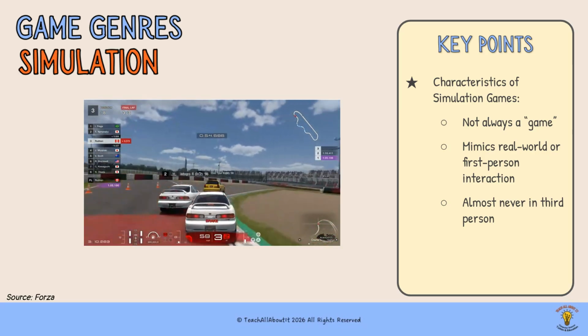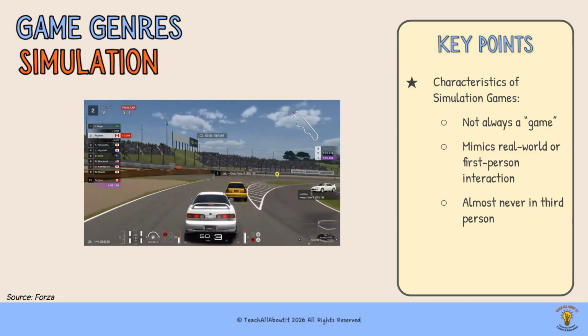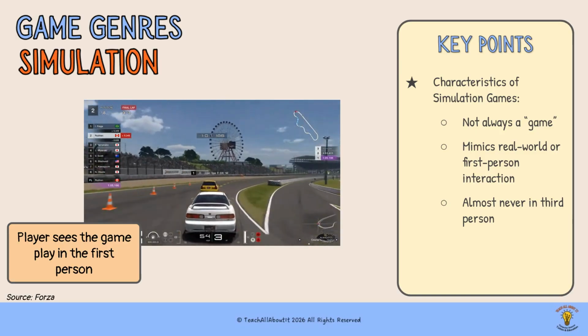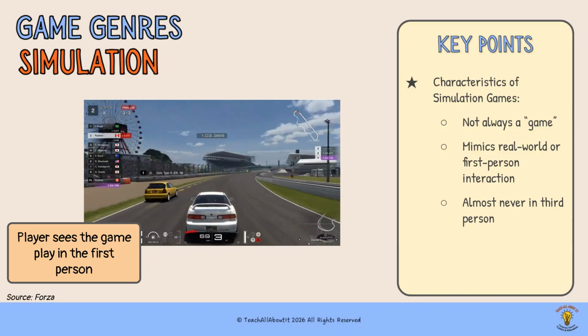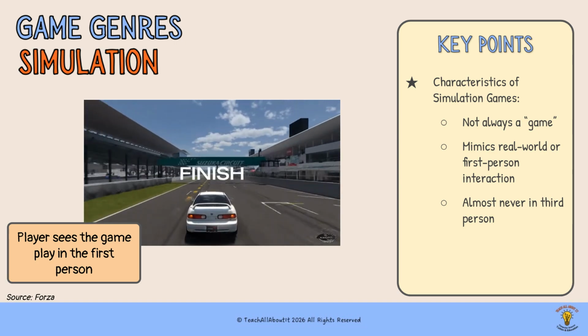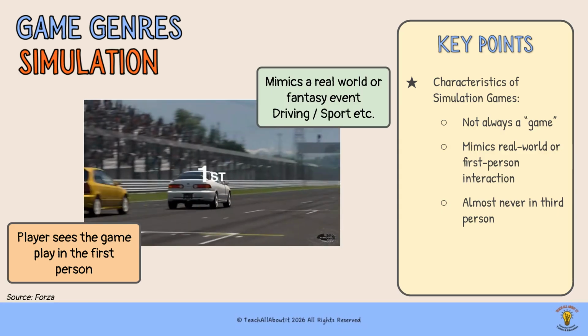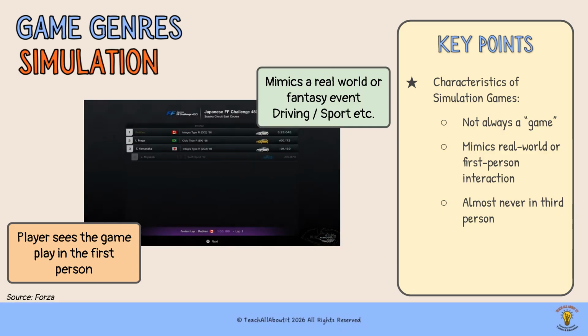Simulations are a little bit different, and you can see here we have Forza, which is a simulation driving game where we are playing in the third person. Now this is interesting because simulations are almost never in the third person. They are almost always first person because they are simulating how the person is interacting either with the real world or as a first person interaction.